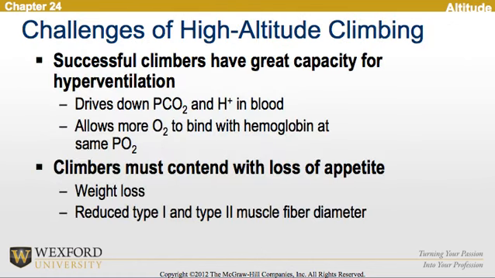Now, looking at the challenges of high altitude climbing, we see that successful climbers have a great capacity for hyperventilation. This drives down the partial pressure of carbon dioxide and the hydrogen ion concentration in the blood. This allows for more oxygen to bind to hemoglobin at the same partial pressure of oxygen. Climbers must contend with the loss of appetite, however, which will lead to weight loss and a reduction in type 1 and type 2 muscle fiber diameter.